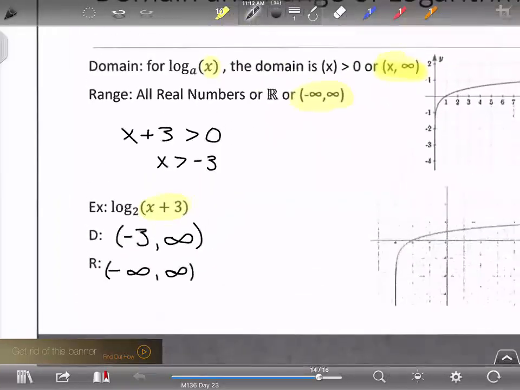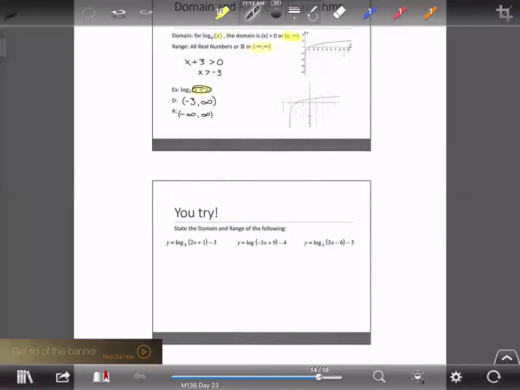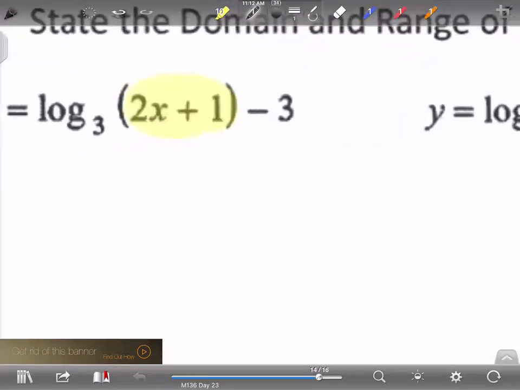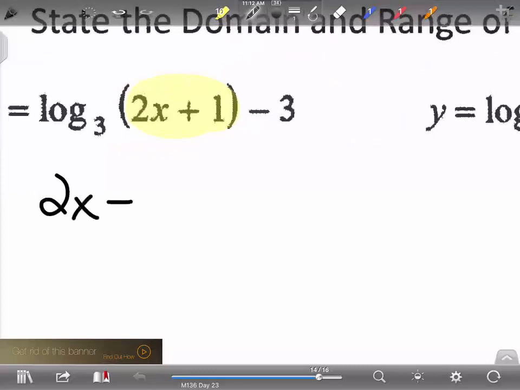So we've got to take whatever is right here and set it greater than 0, because only positive numbers are allowed to be located there. For this page, we're going to try to find the domain and range of all of these. The domain means whatever's inside these parentheses must be greater than 0. So I'm going to start off with 2x plus 1 must be greater than 0.